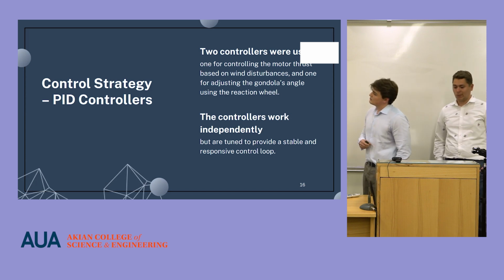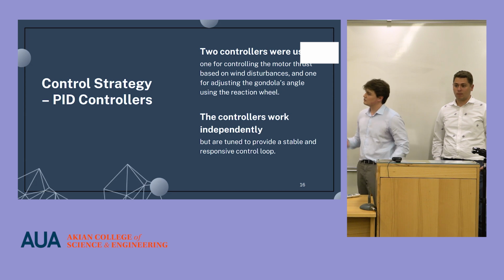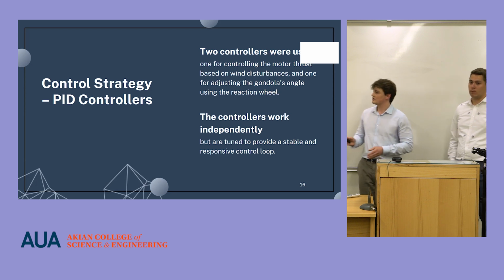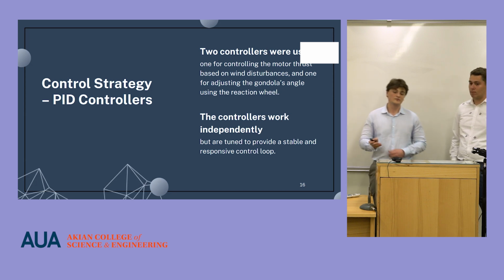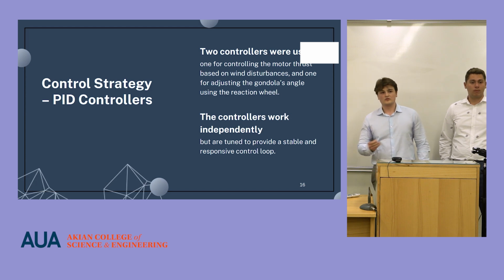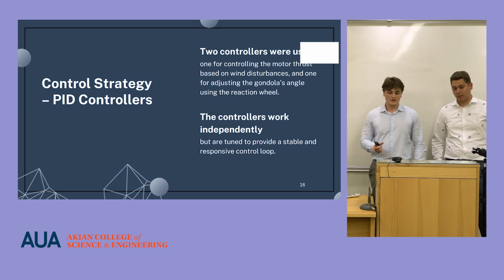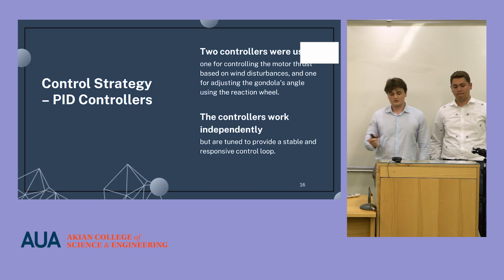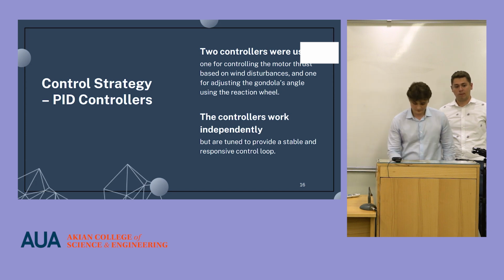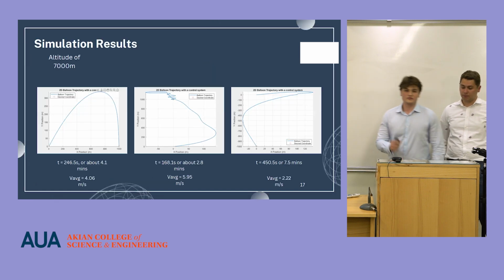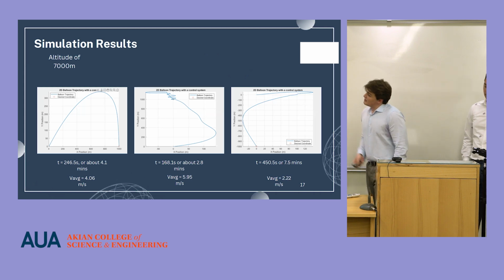However, we should note that the two different controls, the speed control and the angular control, work independently. So the motor control only sees the distance from the desired point, while the angle control sees only the desired angle. So now we can start with the simulation results.